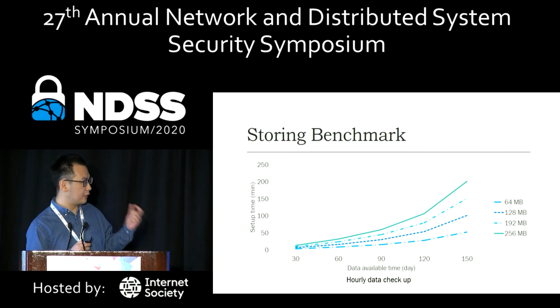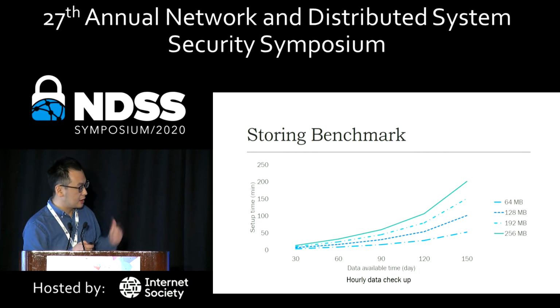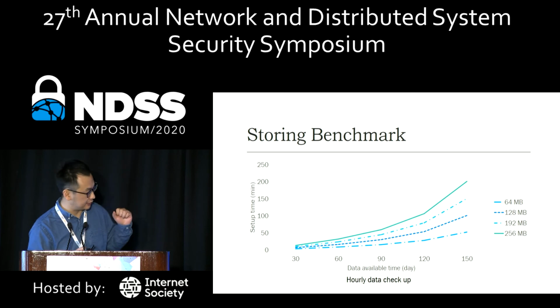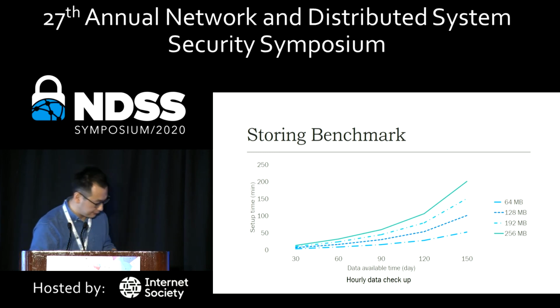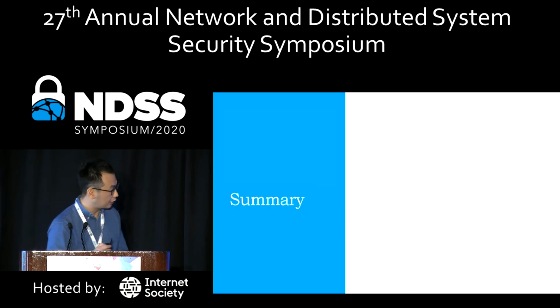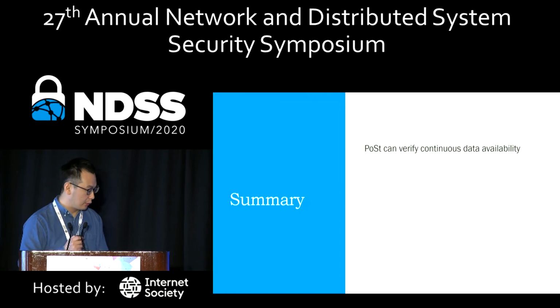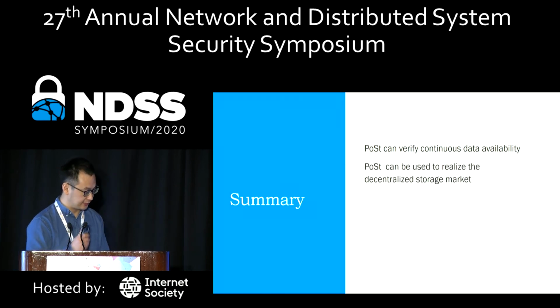Okay. Even with that, we show some benchmarks of our storing procedure. From the picture, you can see that if we want to store the data for 1 month, and we want the server to check the data every hour, the storing procedure only takes several minutes. You can see from the first line, for 64 megabytes, it will cost maybe 3 or 4 minutes. Okay, in summary, we provide a POST that can verify continuous data availability, and our POST can also be used to realize the decentralized storage market.